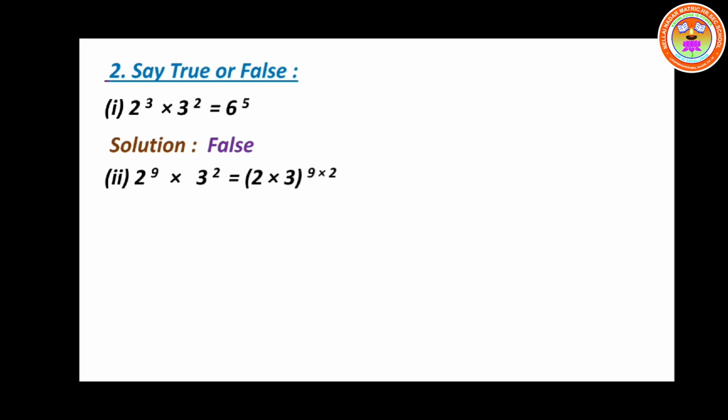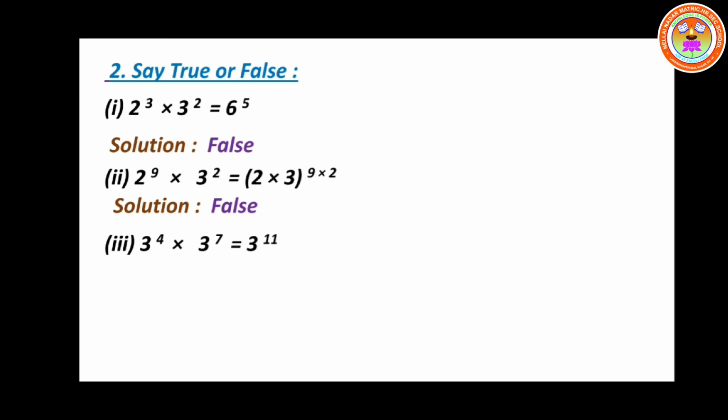Next, 2 power of 9 into 3 power of 2 is equal to 6 power 11. Is it true or false? This is also false. Why is it false? The bases are different, so you can't bring the powers together. So it is false.